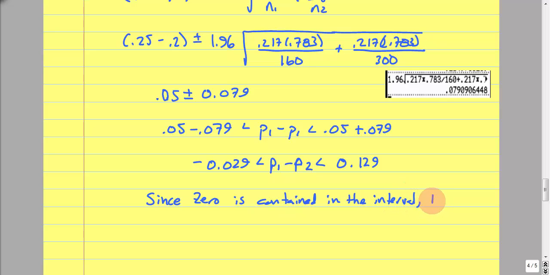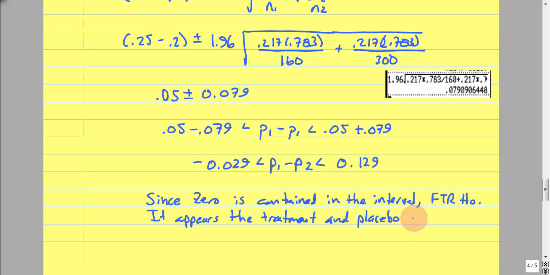we would fail to reject H0. It appears the treatment and placebo groups are statistically similar.